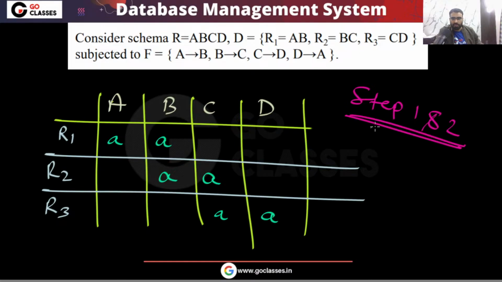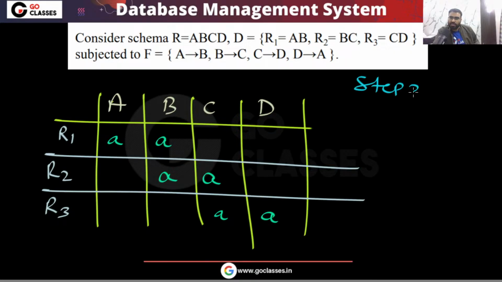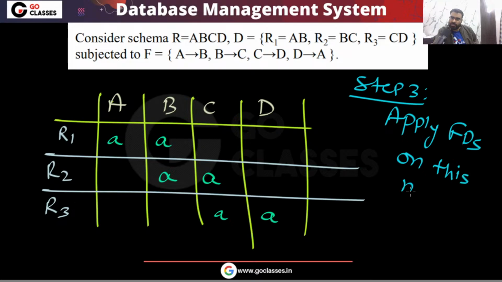Okay, now let's focus on step number 3. That is, we will apply the functional dependencies repeatedly. Apply FDs on this table, on this matrix.